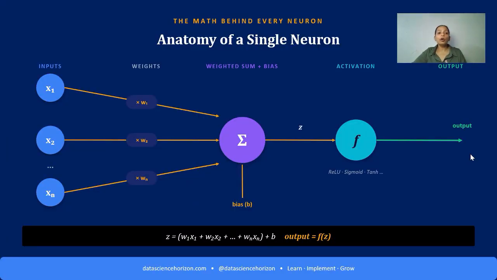Here is the anatomy of a single neuron. Each neuron works in 3 steps. First, it takes some numbers and multiplies each one by a weight. A weight is a number that says how important that input is. Then it adds them all up, adds one more adjustable number called a bias, and passes the result through a small activation function that decides how strongly to fire.